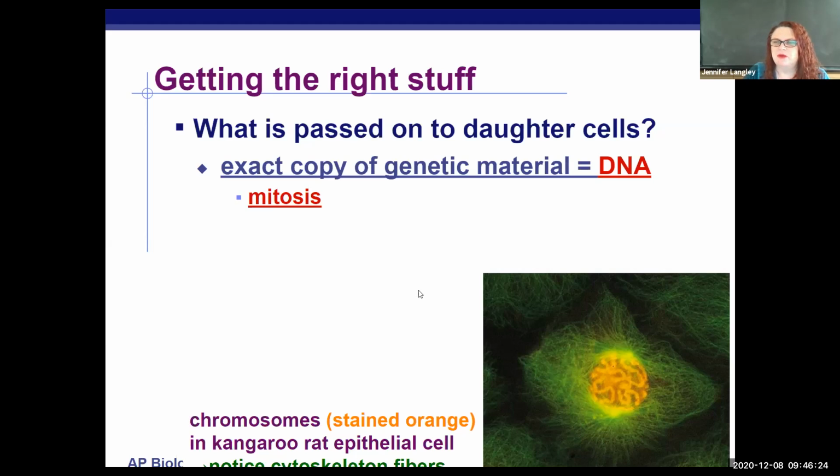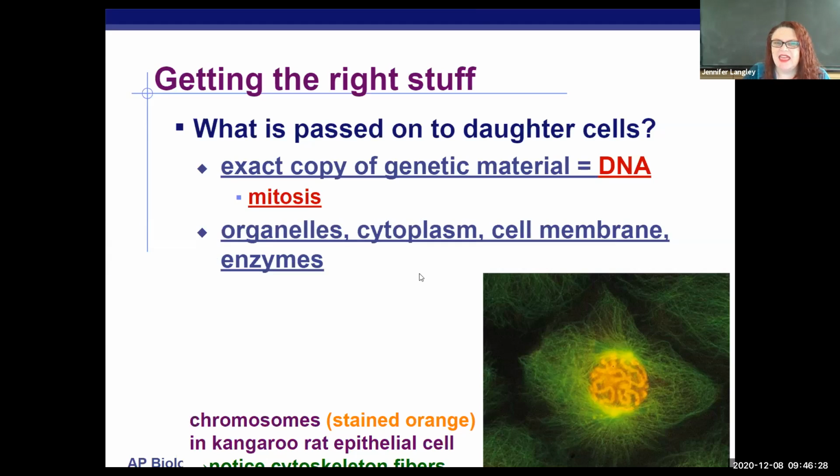Now, when we get exact copies, we call it mitosis. And then we have to divide the organelles, cytoplasm, cell membrane, enzymes, all that other stuff that's not in the nucleus. We have to divide that as well. But that happens during what we call cytokinesis.